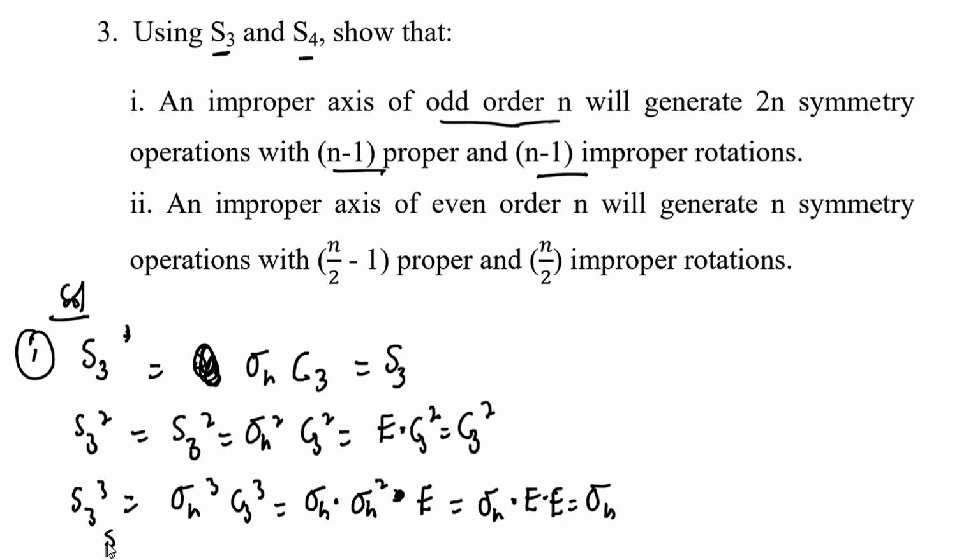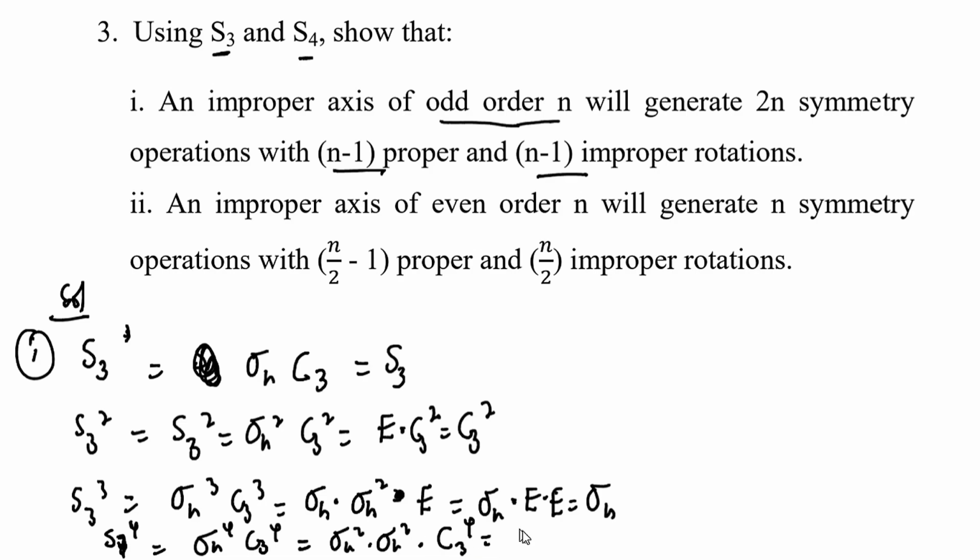So the fourth one, S3 4, right? So this is going to give sigma H4 C3 4. That will give us, this one will become identity, and then we are going to have C3 4, right?